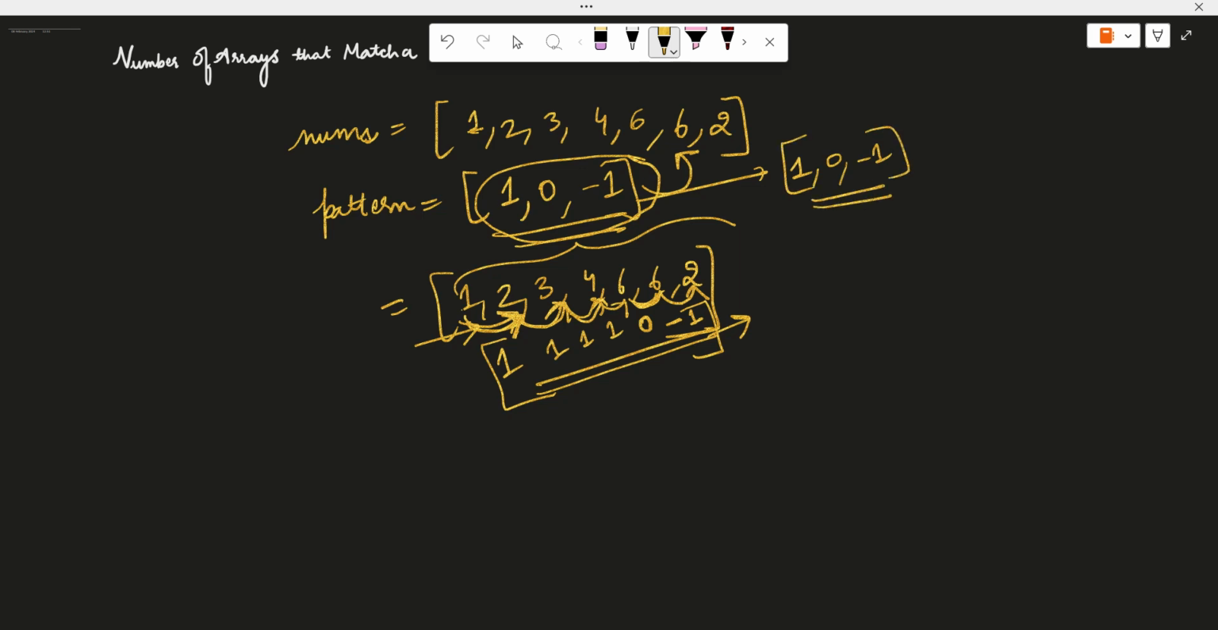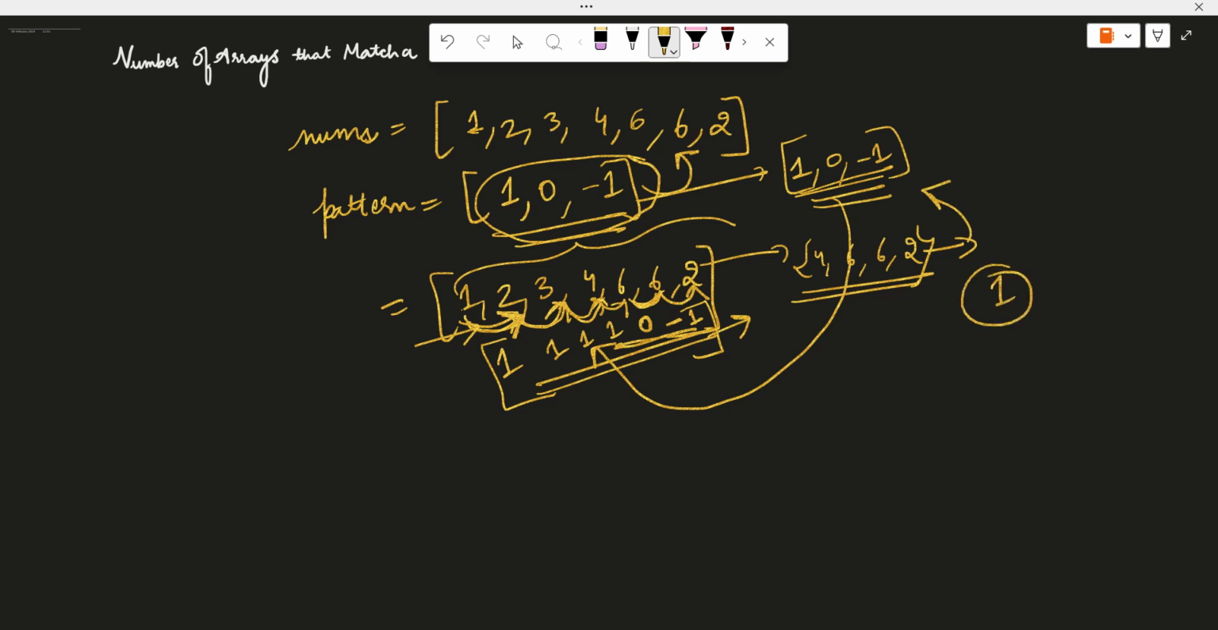We want to be able to see all those numbers which follow this whole pattern. Can we see any subarray in this whole array of 1, 0 and -1? Are we able to see any such pattern similar to 1, 0 and -1? Yes, we can see this one. From the last, by considering the numbers 4, 6, 6 and 2, we can see all these 4 numbers are following a similar kind of pattern. Hence, we need to return the answer as 1 because we are able to find only one such subarray. Actually, we have to return the count of such subarrays which follow the similar pattern.